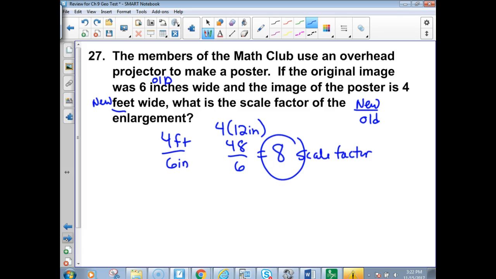Okay, you're with me? Yep, scale factor is 8. You can't do 4 feet to 6 inches. You must convert, right, to the same units.